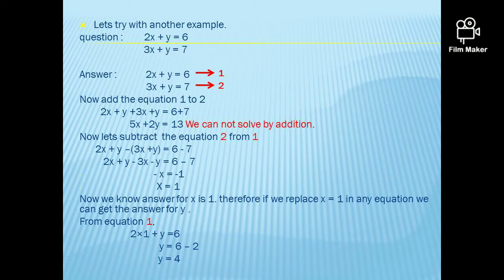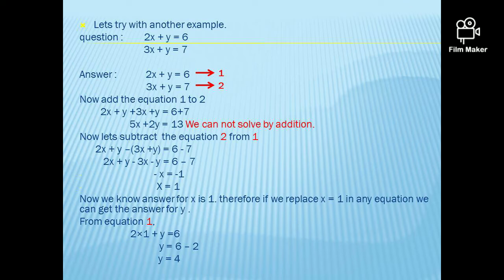Now for this example, we have to solve the two simultaneous equations, 2x + y = 6 and 3x + y = 7. Then, if I add these two equations, our objective is to eliminate one variable from these two equations and turn it into a single variable equation.